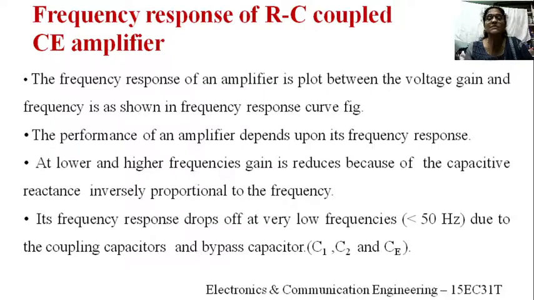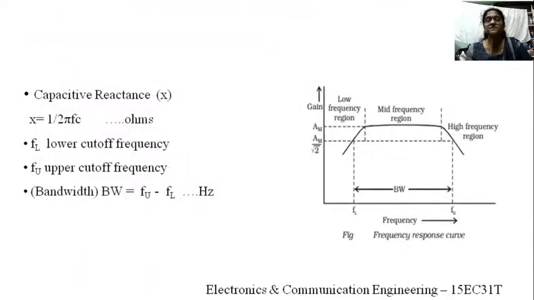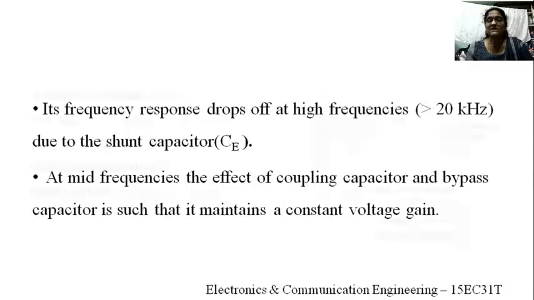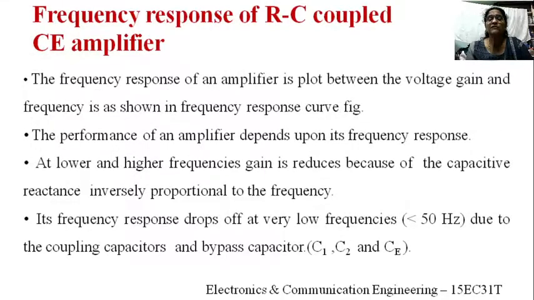The frequency response of an amplifier is a plot between the voltage gain and frequency, as shown in the frequency response curve. You see the x-axis is the frequency and the y-axis is the gain. So this is the plot between the gain and the frequency. This is called the frequency response curve. Next, the performance of an amplifier depends upon its frequency response. So for any amplifier, we can gauge the performance by the frequency response.